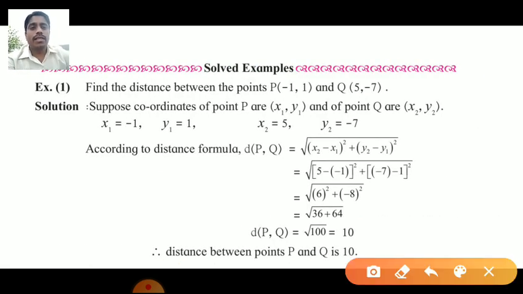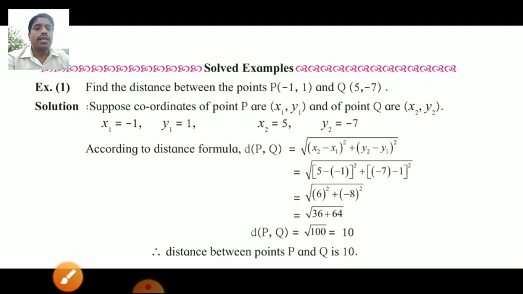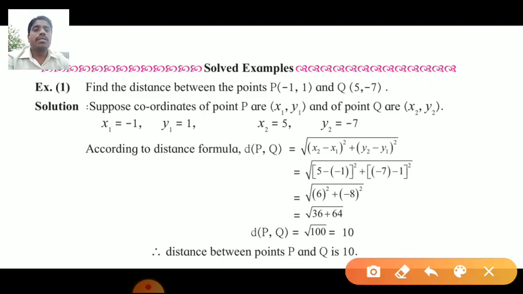Here the first example is: find the distance between the points P(-1, 1) and Q(5, -7). That means the coordinates of point P are (-1, 1) and the coordinates of point Q are (5, -7). In solving this example, first suppose any coordinates.